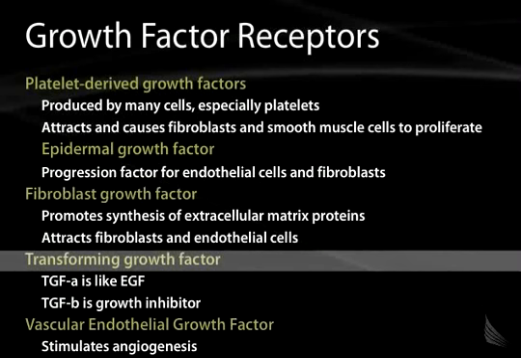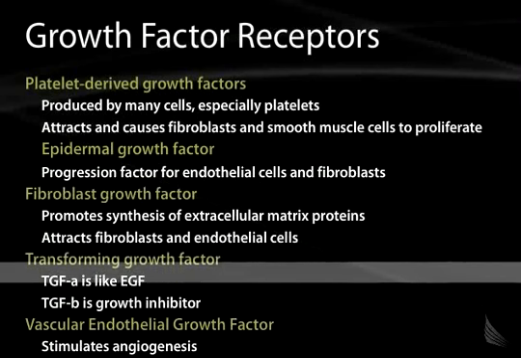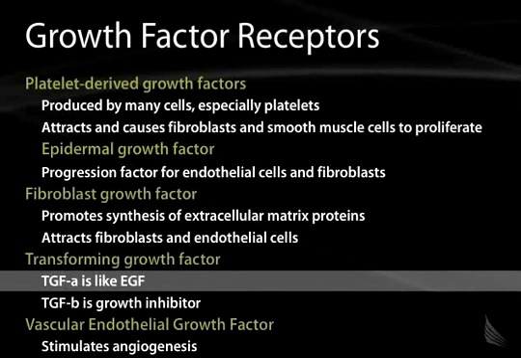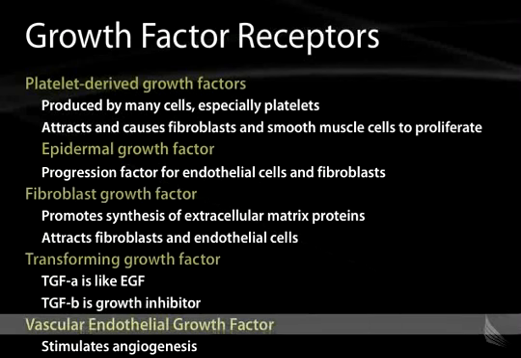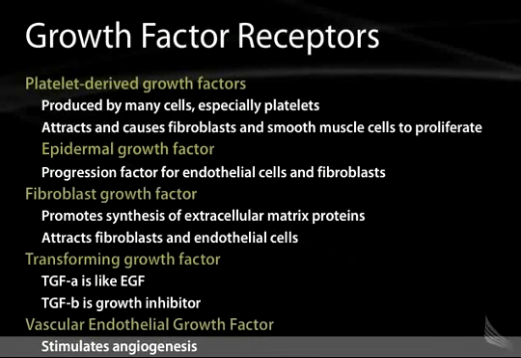Transforming growth factor has two parts. Transforming growth factor alpha is like epidermal growth factor and functions essentially the same. Transforming growth factor beta is a growth inhibitor, and it regulates or inhibits the repair process. VEGF, vascular endothelial growth factor, stimulates angiogenesis and the formation of granulation tissue, which contributes to repair.